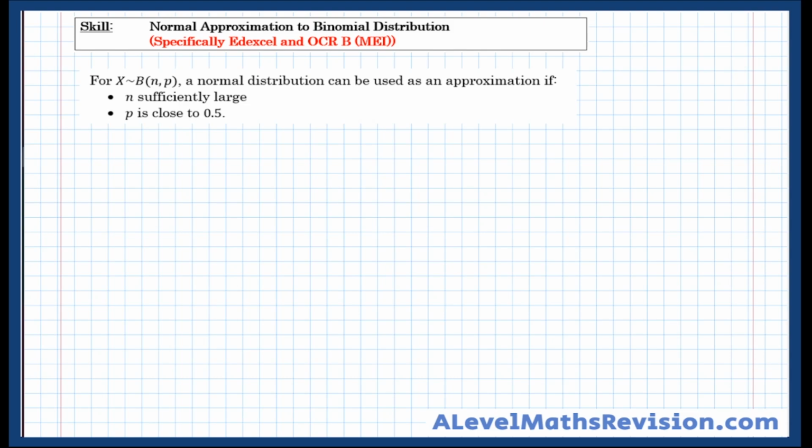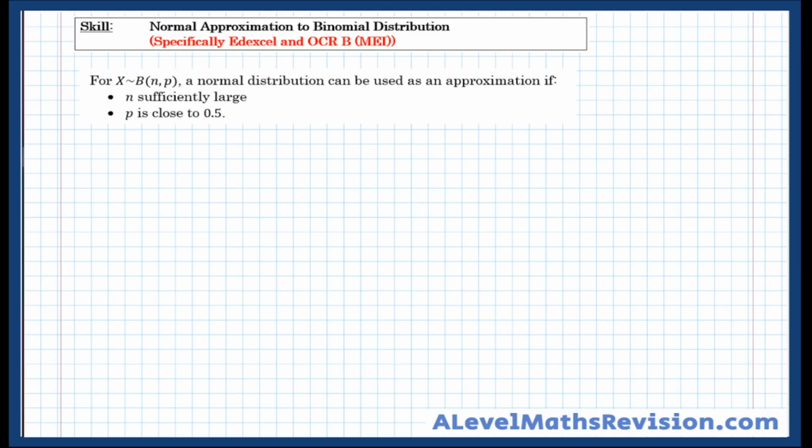So when X has a binomial distribution with the number of trials n and the probability of success of each trial p, a normal distribution can be used as an approximation if n is sufficiently large and p is close to 0.5. This language, n is sufficiently large, is a bit non-specific. Really, what it means is about 50 or above, but often in questions you'll see n be in the hundreds to make it obvious that the normal approximation to the binomial distribution is applicable.